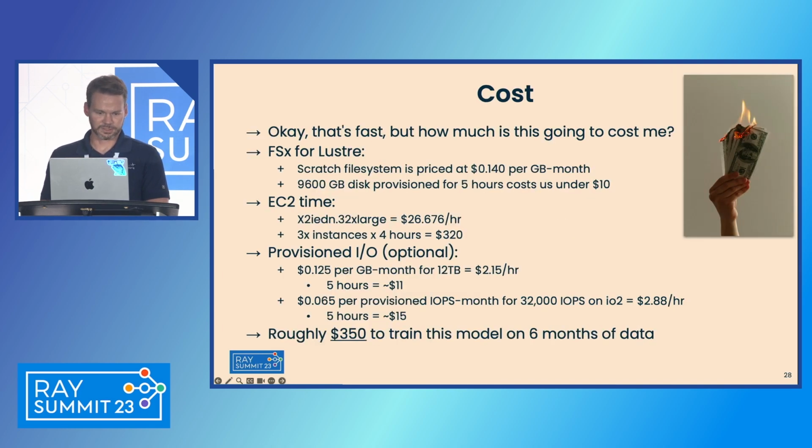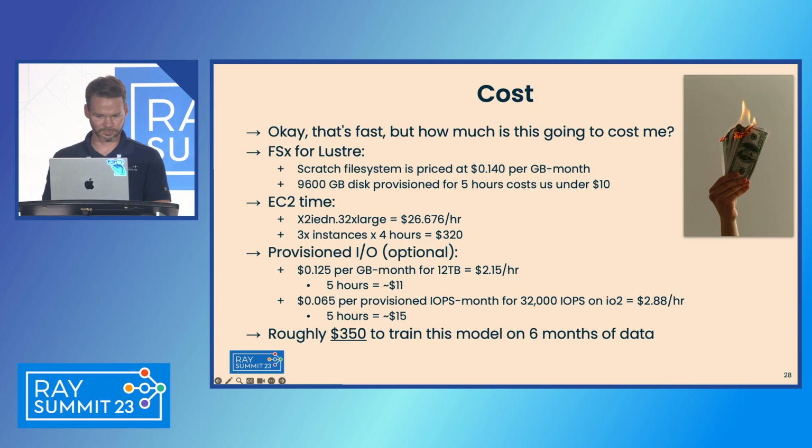So looking at what does this actually cost? It sounds expensive, but it's really not expensive at all. So you have your Scratch file system. It's like 14 cents per gigabyte a month. So that whole almost 10 terabyte disk for the 5 hours we use, it's under $10. That EC2 time, that's obviously the most expensive. Each one of those is about $26 an hour, but we're not using them for super long, so it's $320. The provisioned IO, this is optional, but you could take it or leave it when you see how cheap it is. It's not a huge deal to throw that in there.